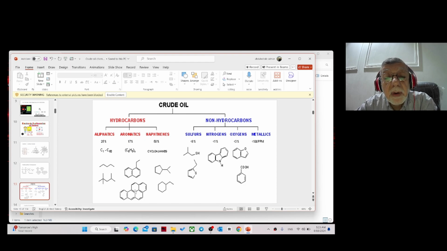This is for hydrocarbon. For non-hydrocarbon, we have different types of compound. We have sulfur compounds, from 0 to 8%, and nitrogen compounds from 0 to 1%. We have oxygen compounds from 0 to 3%, and there are metals from 0 to 100 parts per million. So this is the content of crude oil.